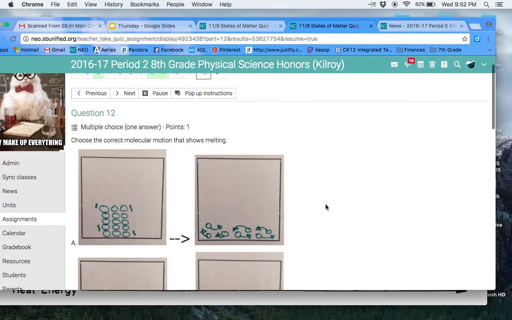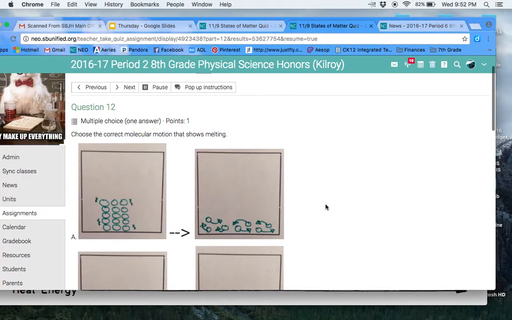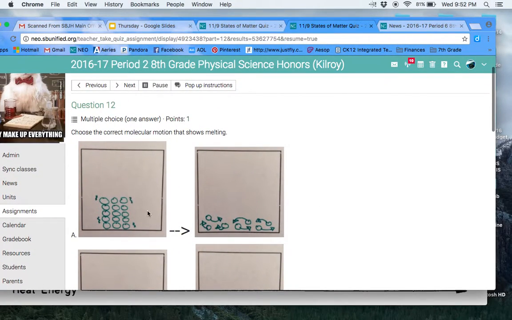So which one shows melting here? Melting is from a solid to a liquid. So this one starts as a solid and it goes to a liquid. You also need to know, is it endothermic or exothermic? So how do we know? Well, the liquid has more energy, so the solid is gaining energy. Energy is entering. So melting is endothermic.